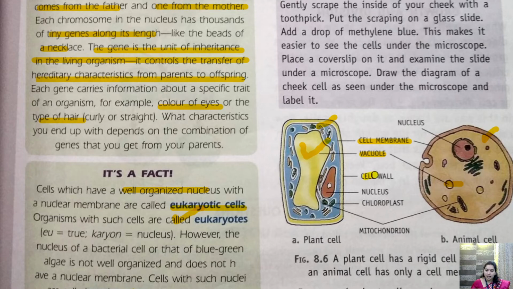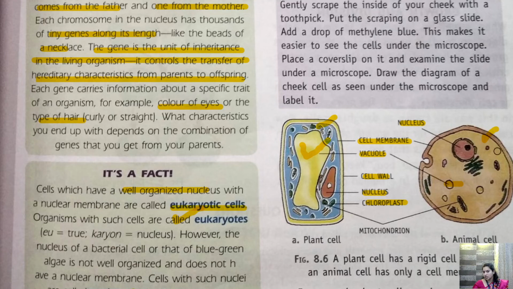Now, cell wall is only present in plant cell. It is not present in animal cell. Nucleus is present in both. See, nucleus is present here also, nucleus is present here also. Chloroplast is also present in only plant cell.